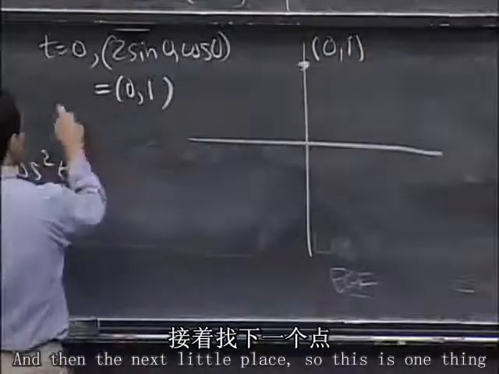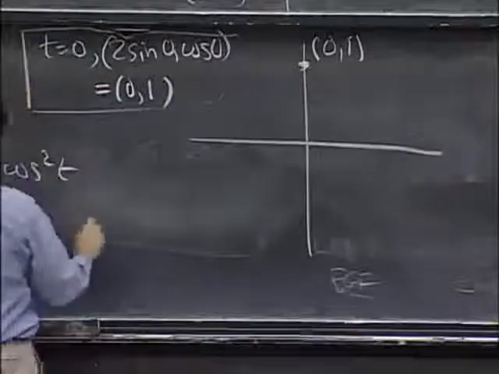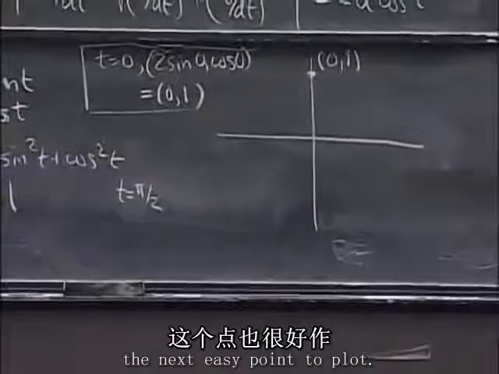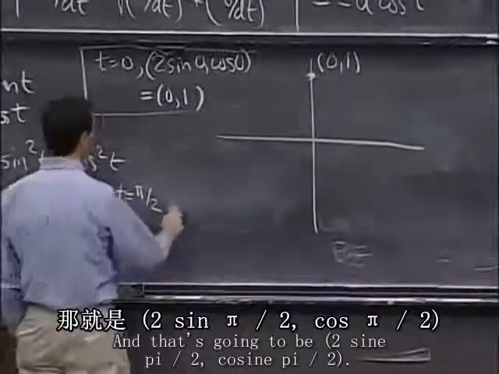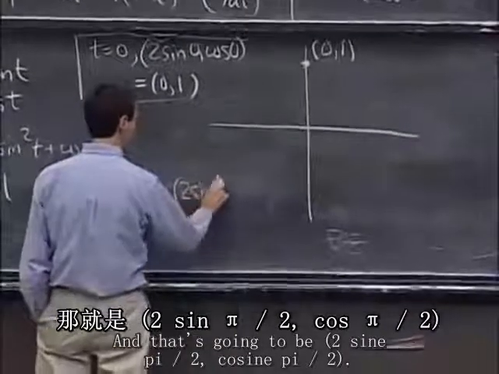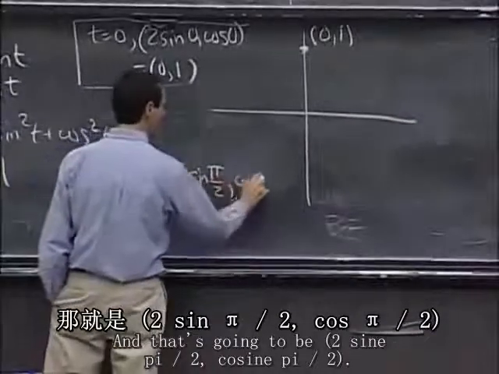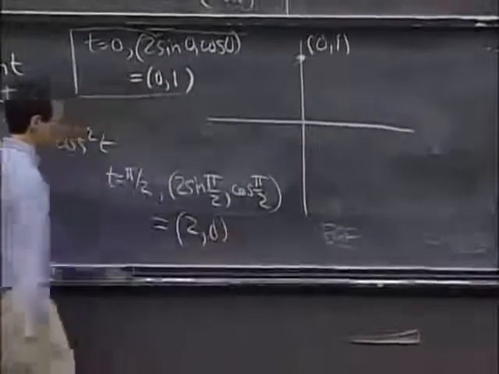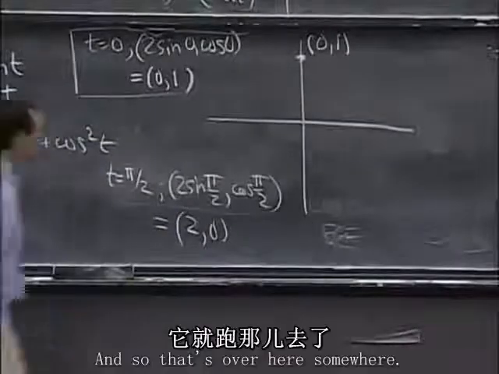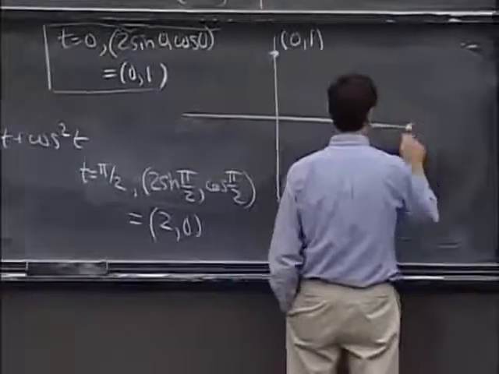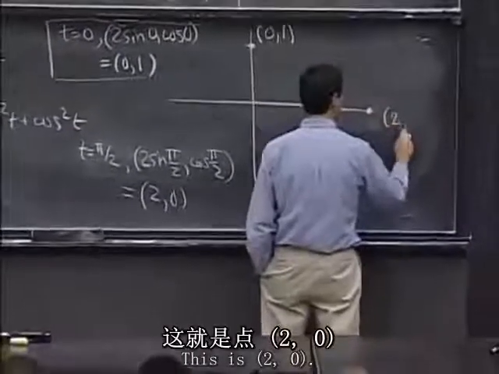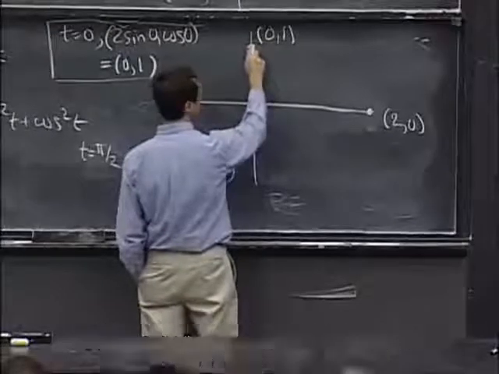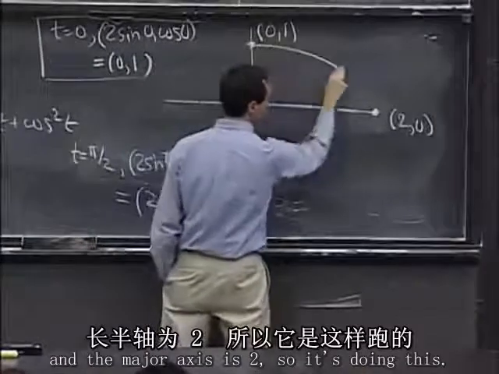And then the next little place, so this is one thing that certainly you'll want to do. T equals pi over 2 is maybe the next easy point to plot. And that's going to be 2 sine pi over 2, cosine pi over 2. And that's just 2, 0. And so that's over here somewhere. This is 2, 0. And we know it travels along the ellipse, and we know the minor axis is 1 and the major axis is 2, so it's doing this.